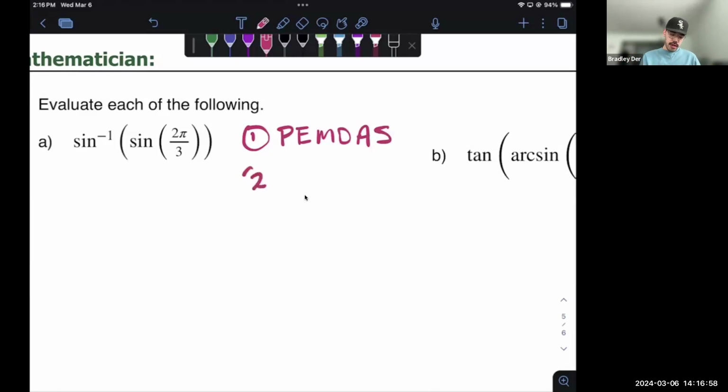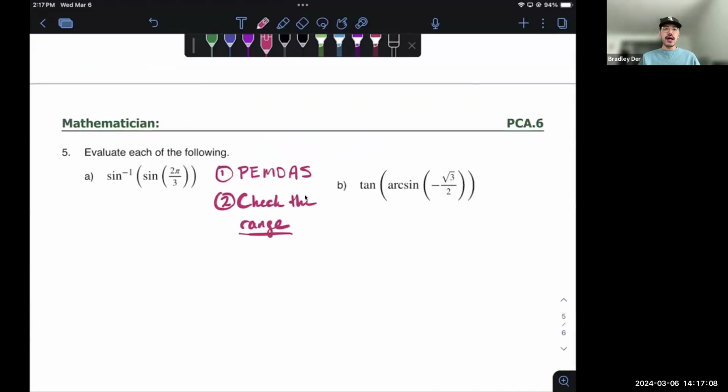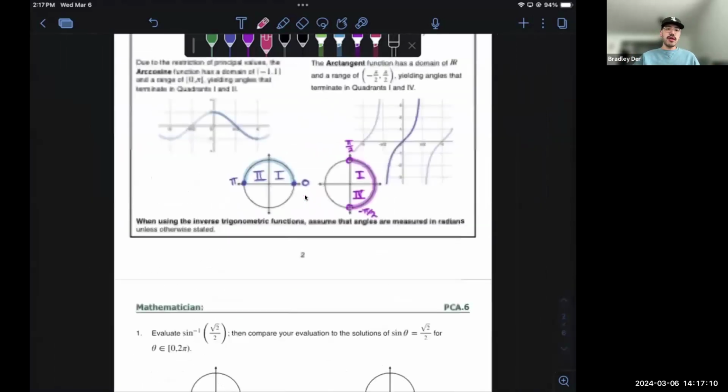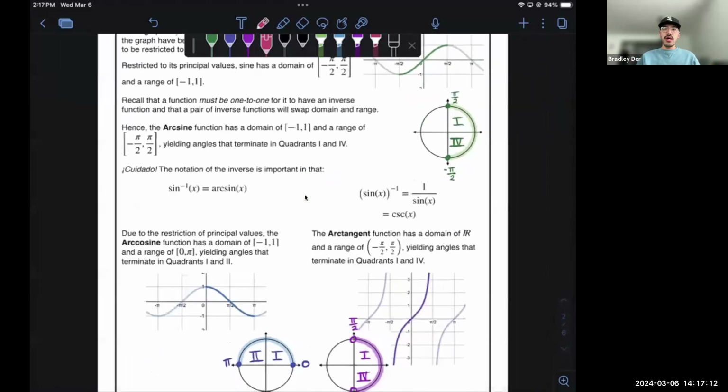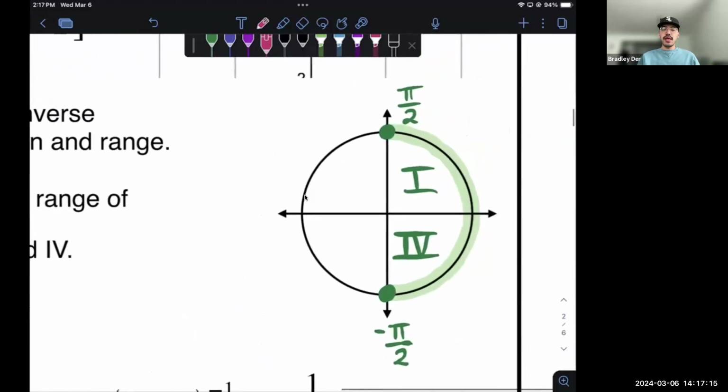And then the second thing to remember is to check the range. And I mean that in 2 ways, right? The first way being, if we jump all the way back up here to page 2, that you may have a range of negative pi over 2 to pi over 2. So make sure that your outputs are in the correct range in that regard, that you're saying negative pi over 4 instead of 7 pi over 4 or something like that.